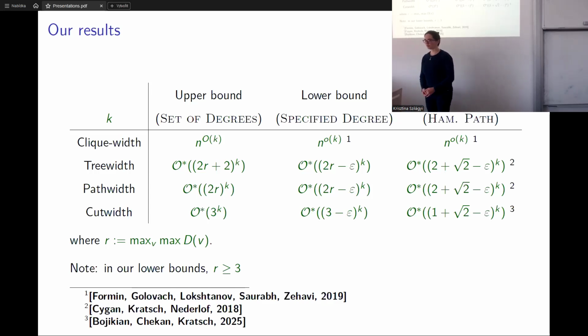And as you can see, the bounds are tight or almost tight, depending on what you consider tight. For example, for treewidth, there is this 2r plus 2. This plus 2 is what makes it not really tight. But for pathwidth and cutwidth, we don't have this issue.